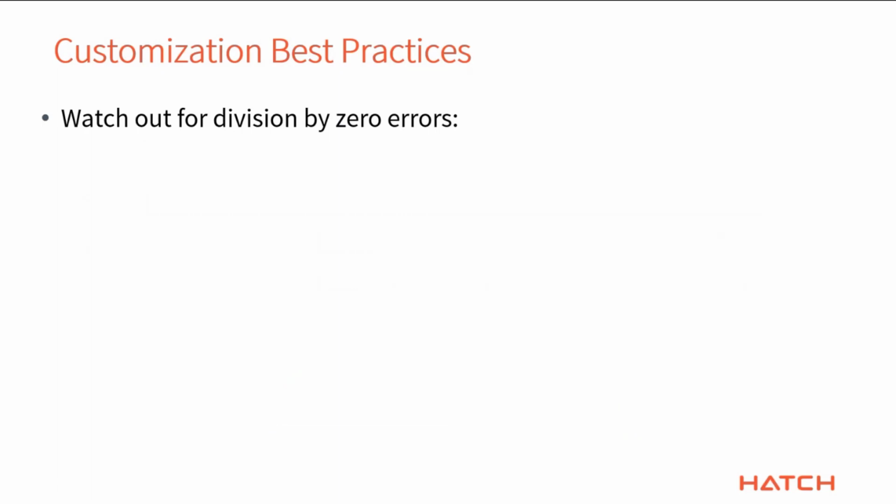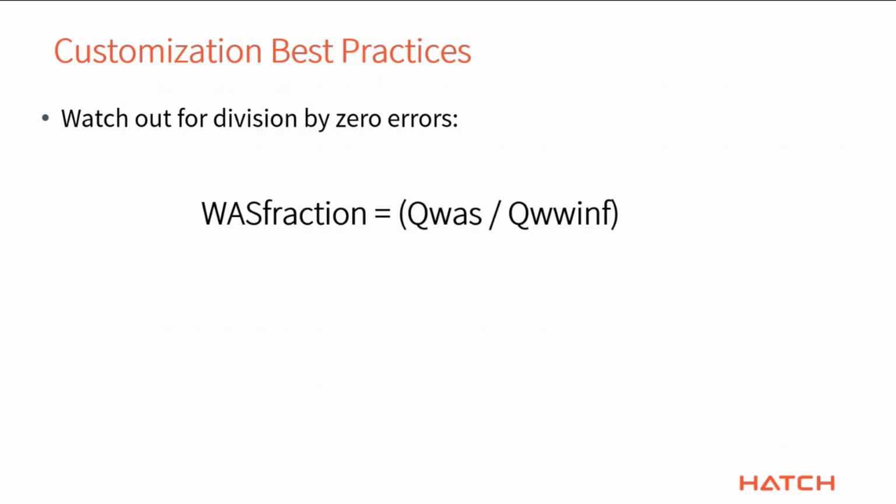One thing to also keep in mind here, and this is of course true for any mathematical language, is to watch out for division by zero errors. So actually, in that very first example I did today, I divided by QWWinf here, and theoretically, if that number went to zero, I knew I wasn't going to set it to zero in the particular example I was doing, but theoretically it would actually cause a division by zero error, and basically it will just cause the model to break all of its mass balances if you do that.